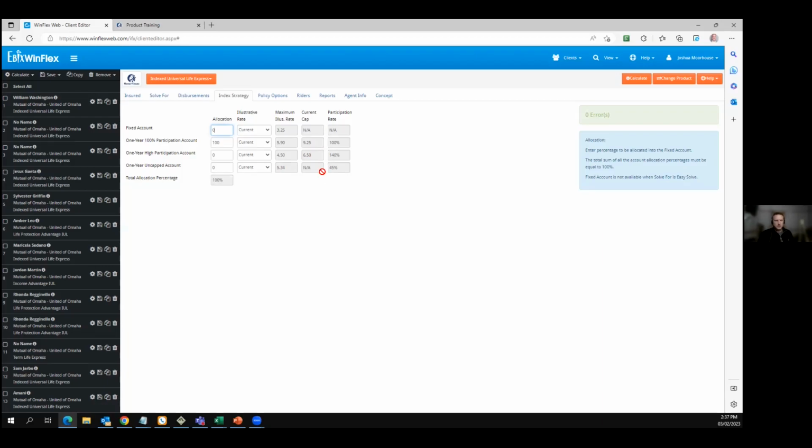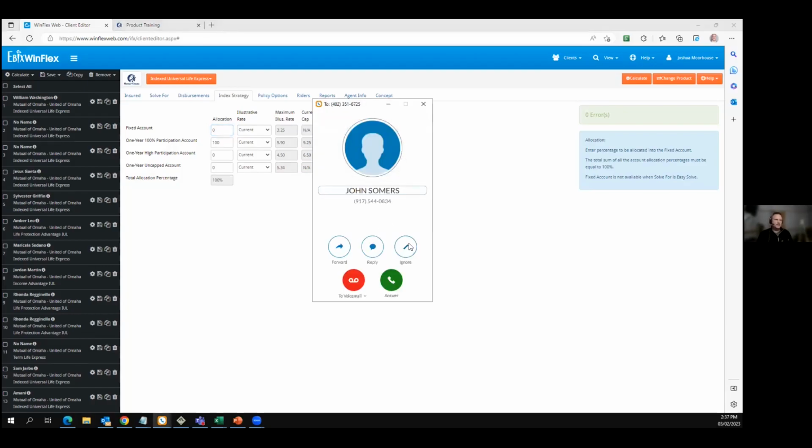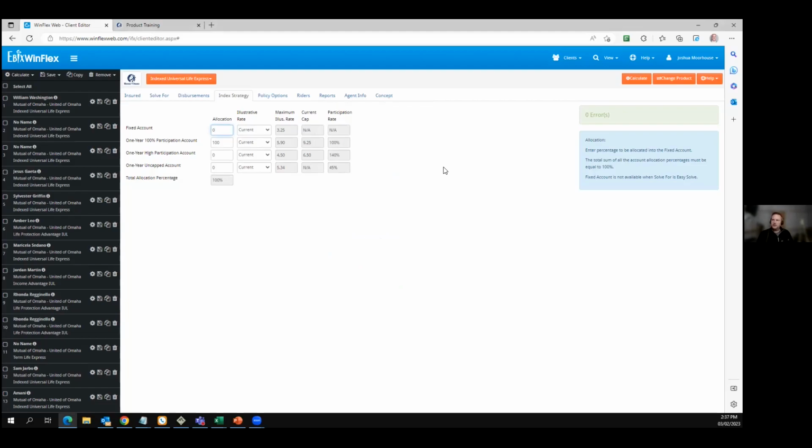Is that the IUL at 15%? This is the IUL, so the IUL maxes out at 9.25. Oh, I thought it was 15. The income advantage will go up to 10. So that's going to be our highest return possible for a product, but 9.25% is our IUL.